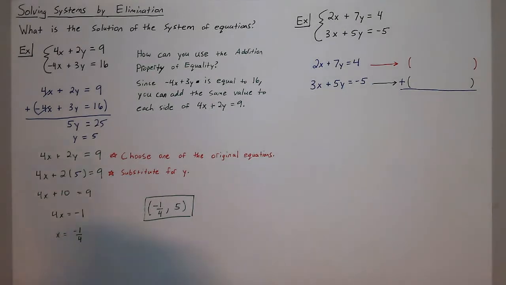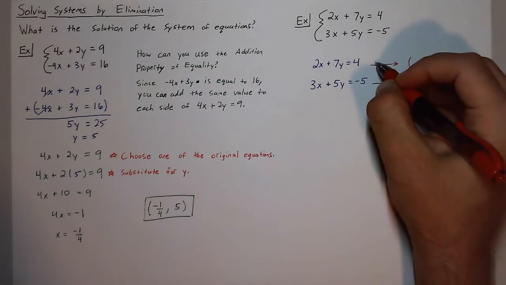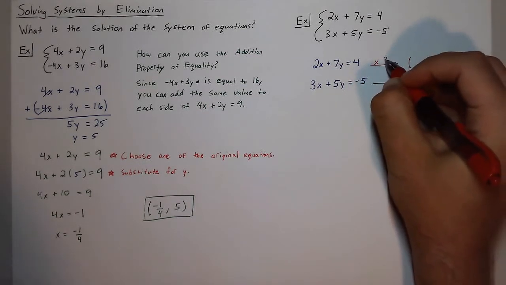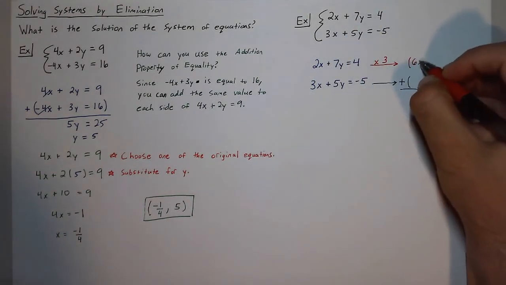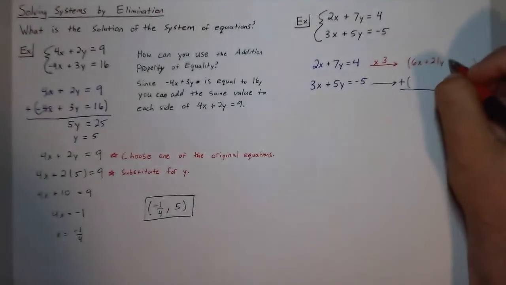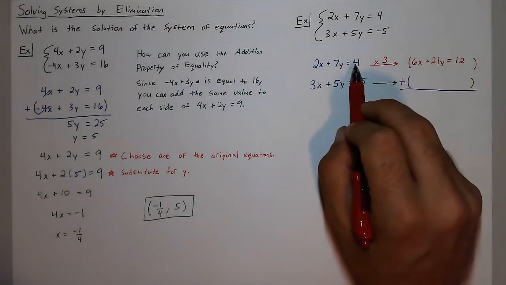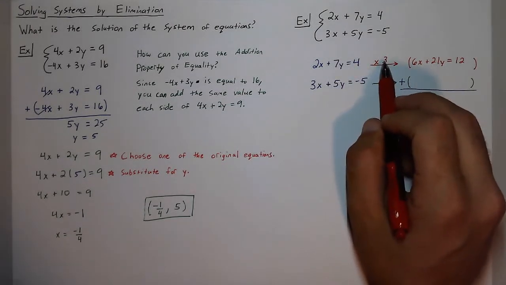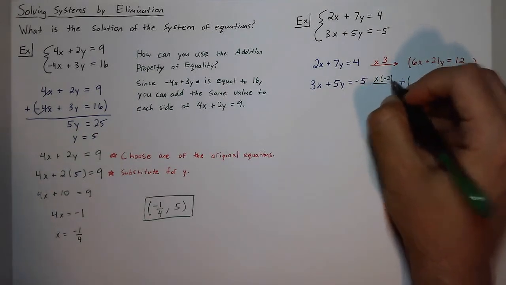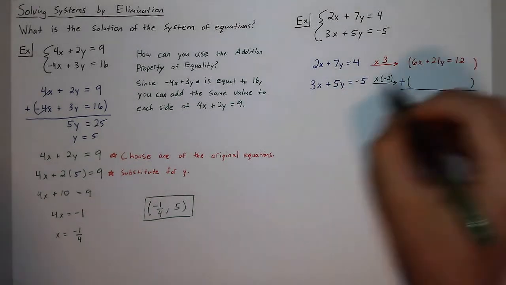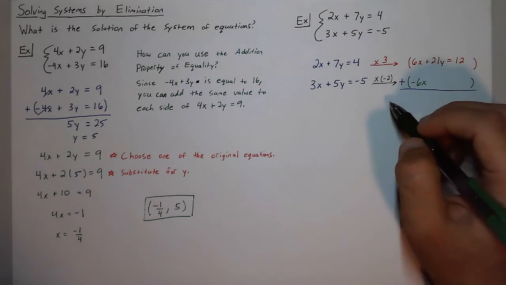So what I'm going to do to 2x plus 7y equals 4, I'm going to multiply it by 3, which will give me 6x plus 21y is equal to 12, because you have to multiply 3 to each side of the equation. Now the reason I pick 3 is because I'm going to pick negative 2 to multiply the bottom equation by. And when I multiply the left side of the equation, I'll get negative 6x, and I've just set up to eliminate the x variables when I add the equations together.